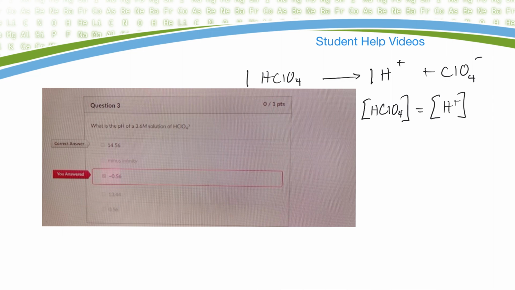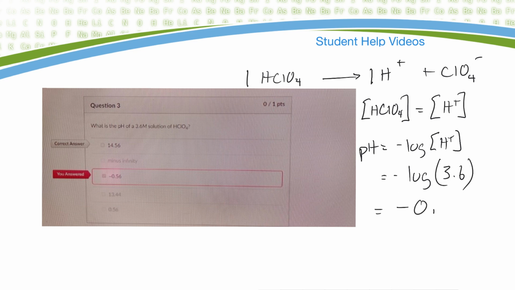So to figure out the pH, it'll be negative log of the hydrogen ion concentration, or the negative log of 3.6. And when you do that, it comes out to negative 0.56. Now, pHs, we typically don't use a negative number, so it's from 0 to 14. So I'd probably just say the pH of that is 0.